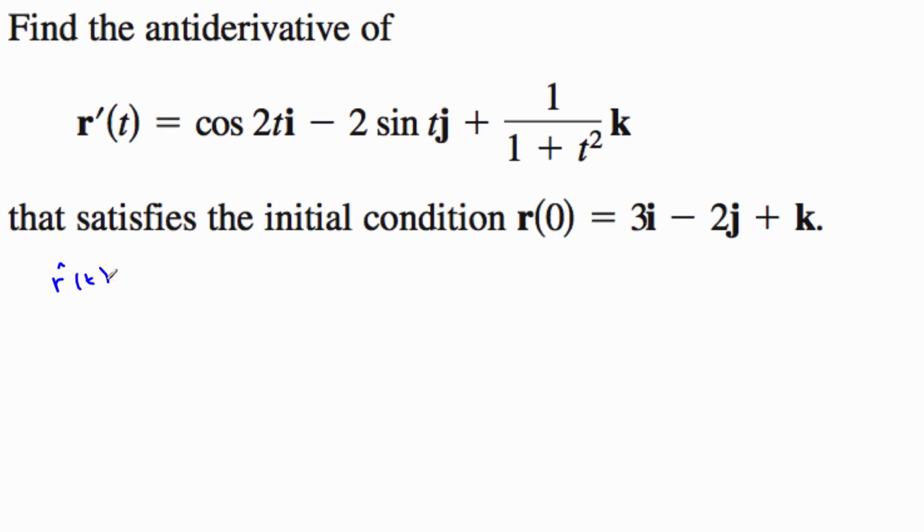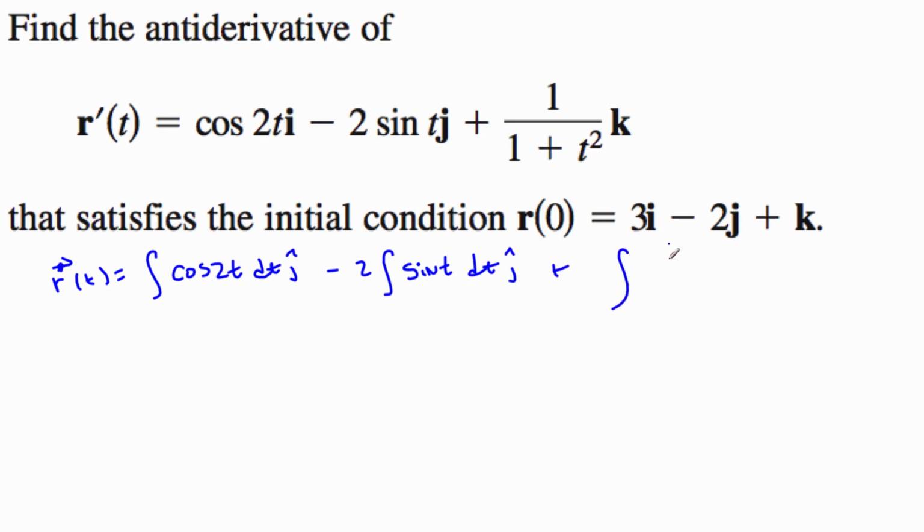So when I find r, it's not, it's just r, it's a vector. I got carried away. Okay, so I'm going to integrate cosine of 2t dt i, and then minus 2 times the integral of sine t dt j plus the integral of dt over 1 plus t squared k. Now, when I do this, I get 1/2 sine 2t plus c1, and this is in the i direction.